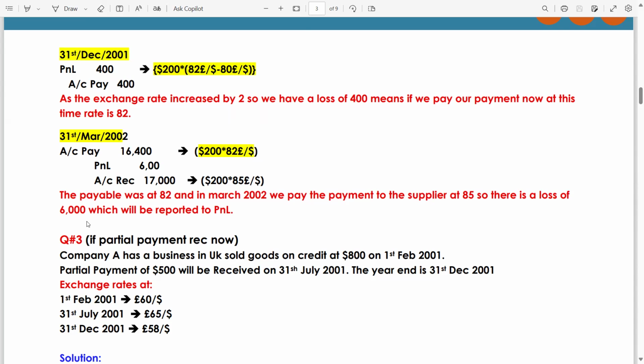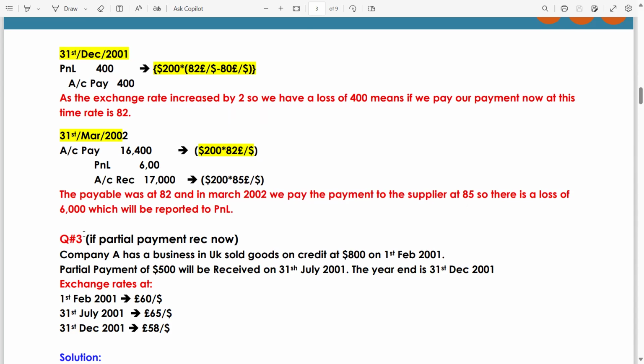So there is a loss of 600. How 600? 200 was the amount and the difference of the exchange rate is 3. So 200 multiplied by 3 is 600, which will be reported to P and L. Okay.